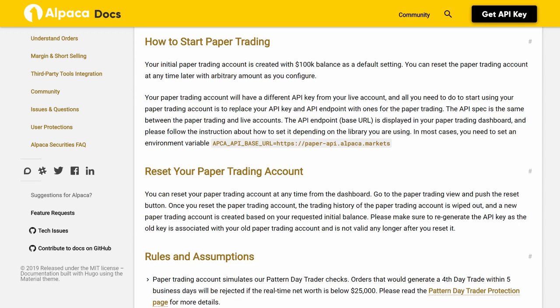The API spec is the same between the paper trading and live accounts. The API endpoint base URL is displayed in your paper trading dashboard, and please follow the instruction about how to set it depending on the library you are using. In most cases, you need to set an environment variable APCA_API_BASE_URL equals https://paper-api.alpaca.markets.